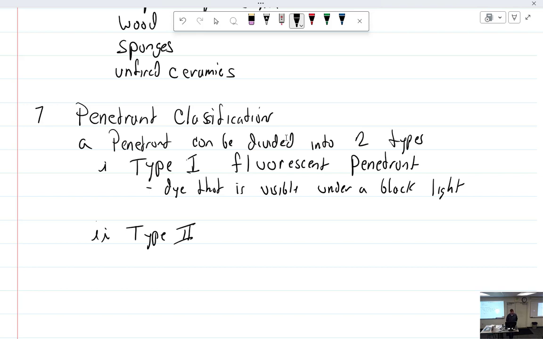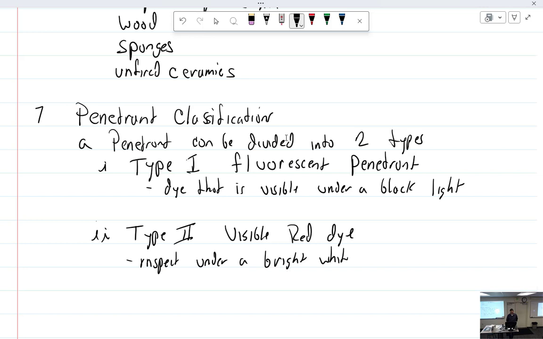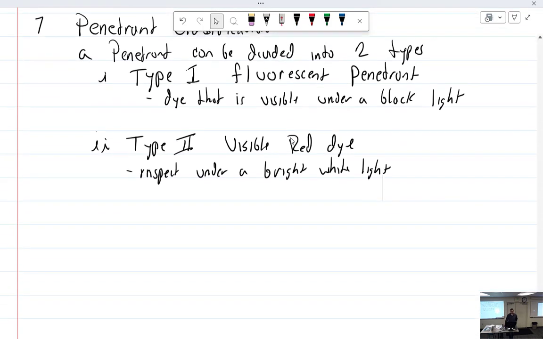And then there's type two, which uses a visible red dye, and you inspect under a bright white light. So first we're going to classify it by either type 1 or type 2.